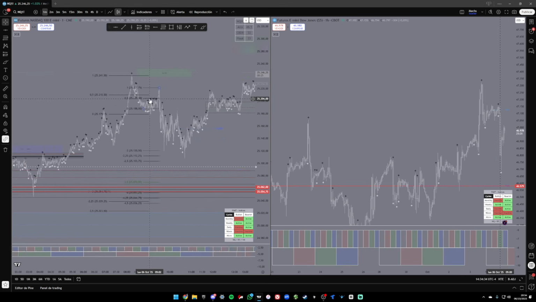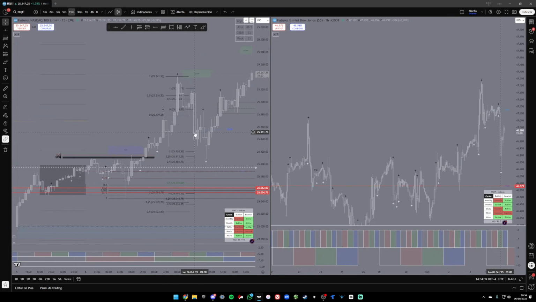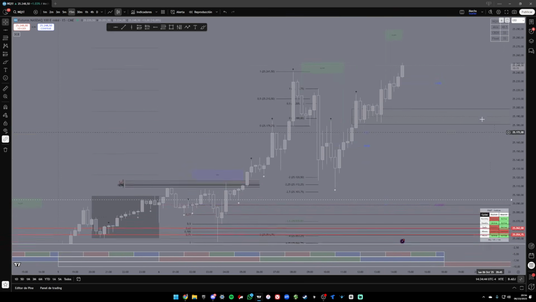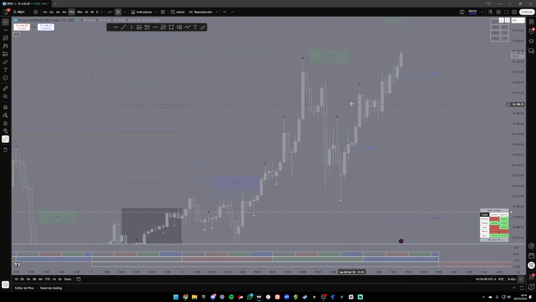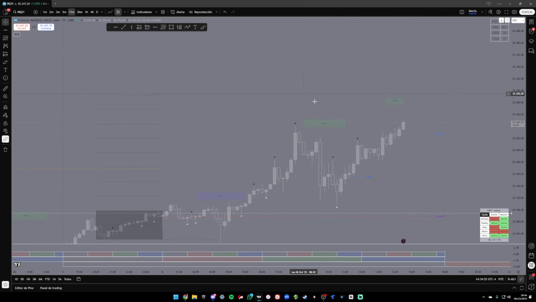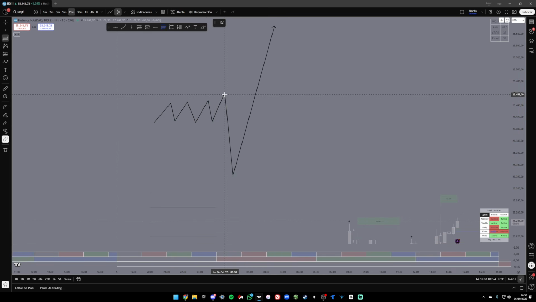Okay, so we can use today's example for how to correctly anchor standard deviations. So let's start. Wait, let me remove all. Okay, so we have two types of standard deviations. The first one is the simple one. Okay, the first one is the manipulation standard deviation.